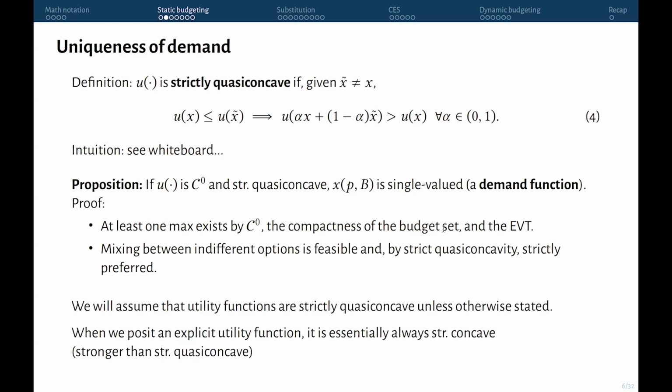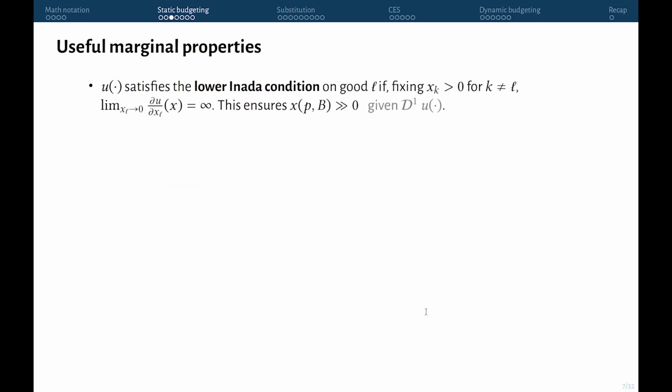Unless otherwise stated, we'll be assuming strict quasi-concavity. So we'll get demand functions. And when we posit an explicit utility function, it'll pretty much always be not just strictly quasi-concave, but strictly concave, which is a stricter condition. Not always. So sometimes we'll deal with linear utility functions, or ones that have some linear component. But this will be the rule. Concavity makes things nice and simple.